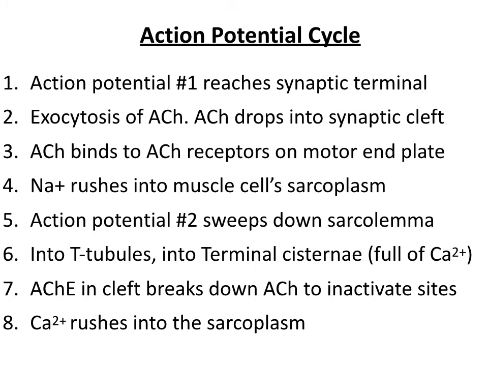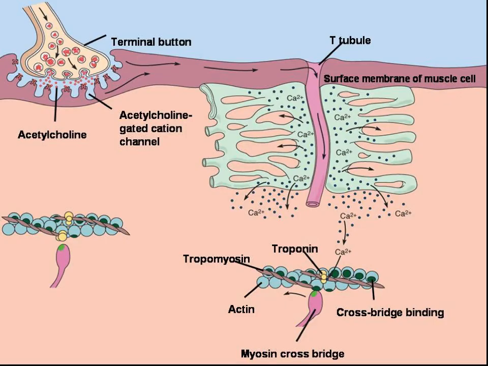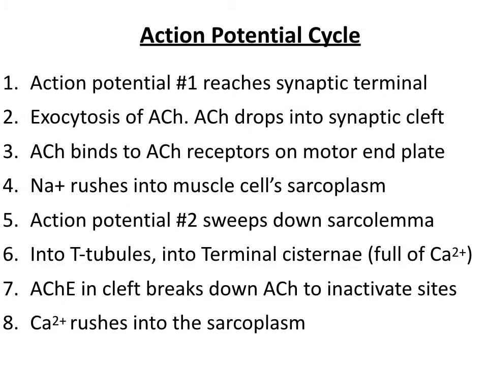action potential number one reaches the synaptic terminal, and then we begin with really what we want to get at. All right. So we have an exocytosis of acetylcholine. What is acetylcholine? It's a neurotransmitter. It's a molecule. It's a chemical. It's a neurotransmitter that gets released by exocytosis, it exits the neuron and enters this little area called the synaptic gap and binds to acetylcholine receptors that are sitting on the muscle itself, on the motor end plate.